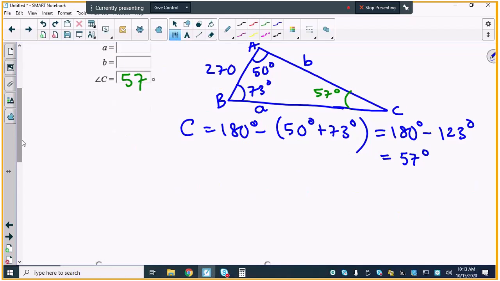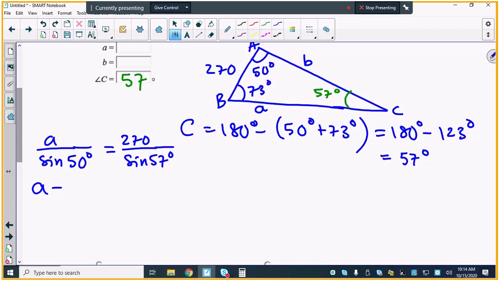Again, I'm going to employ the sine rule. Remember, A over sine of A, and the angle A is 50 degrees for us, is equal to the side you know, which is C, so I'm going to use 270 for that, over sine of 57. And remember, this is the only side I'm going to be able to use because I do not know the other side B. So that's the equation that we're going to solve for the value of A. So multiply by sine 50 degrees on both sides, and you get A equal to 270 times sine of 50 degrees over sine of 57 degrees.